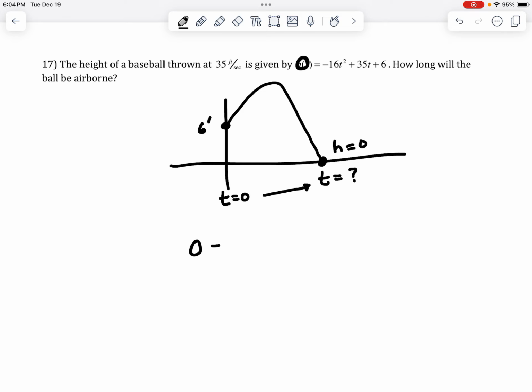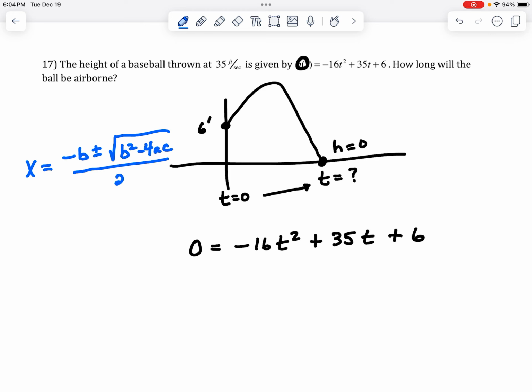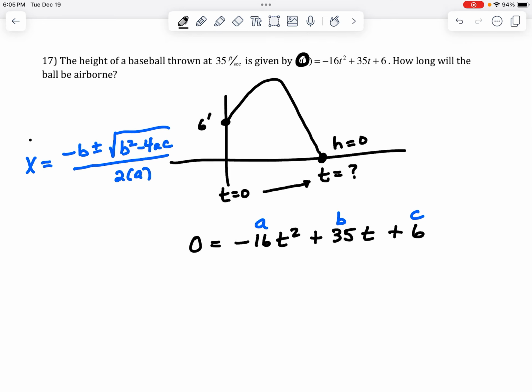So we've got 0 equals negative 16t squared plus 35t plus 6. And then it's time for everybody's favorite formula, the quadratic formula, which goes negative b plus or minus the square root of b squared minus 4ac, all divided by 2a. So this is going to be the a, here's the b, and here's the c. And then, in this problem they're using t, so actually I should have said t equals.